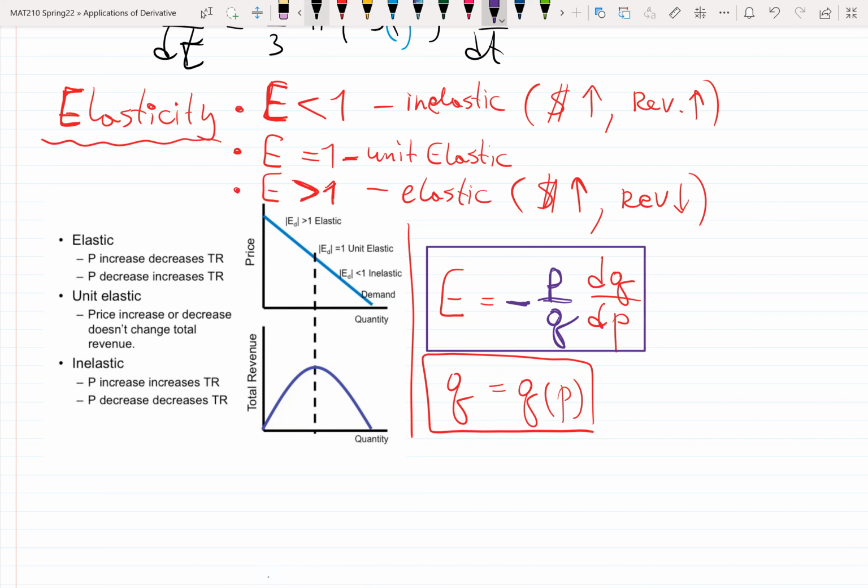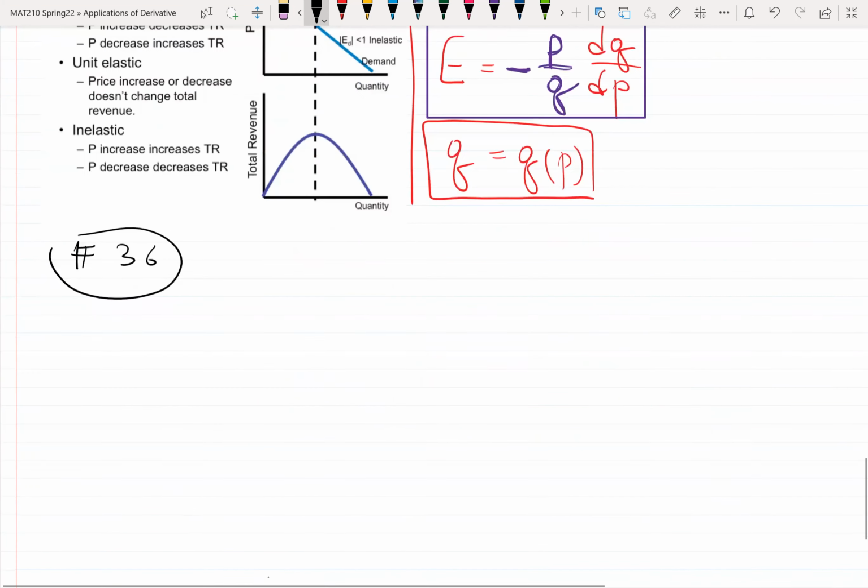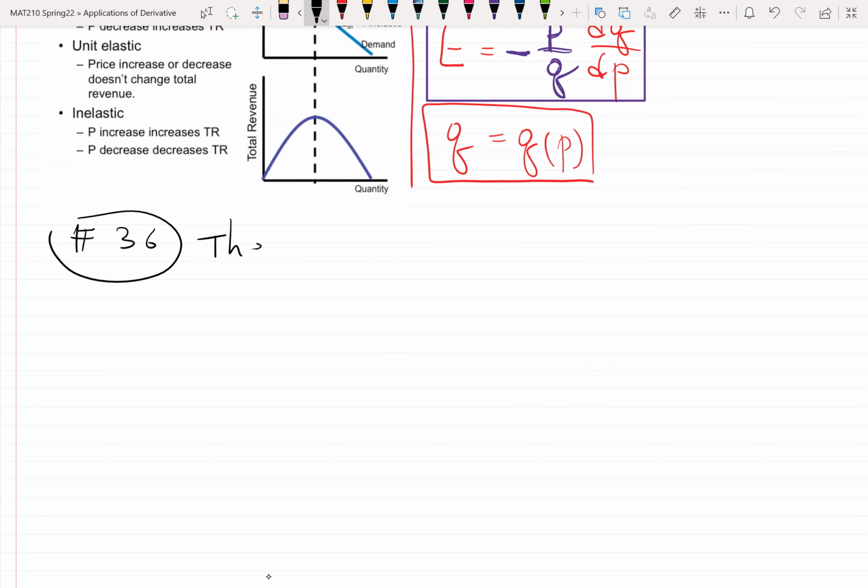So let's do the example. Number 36. Lot of wording, of course, as always, lots of writing. Number 36 says, oh, not too bad. The weekly sales of oranges, Honolulu oranges.